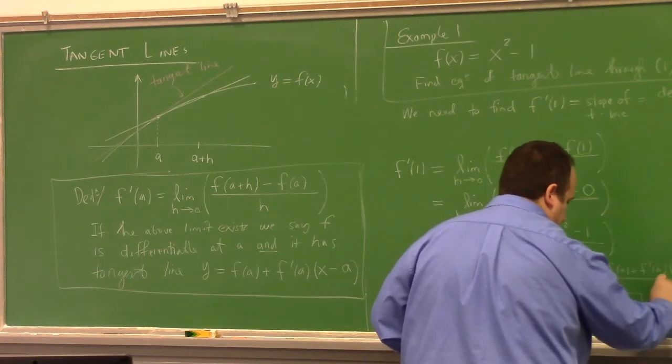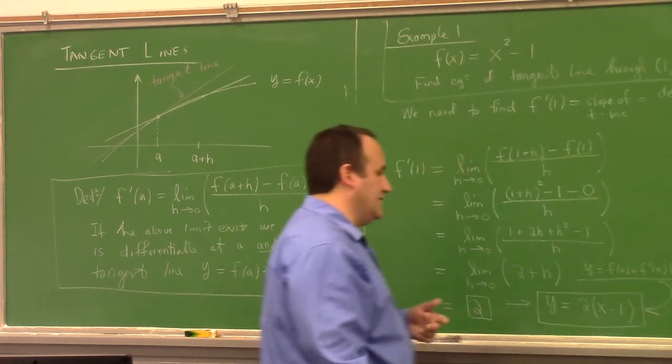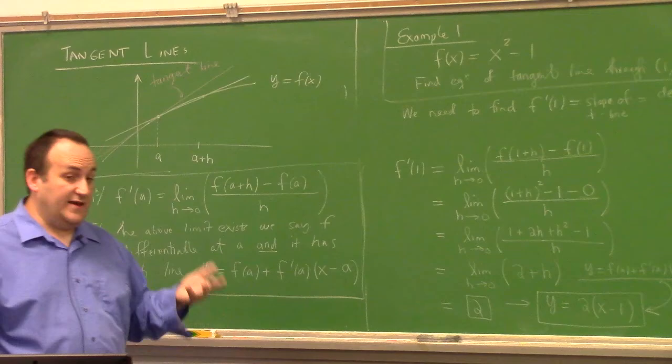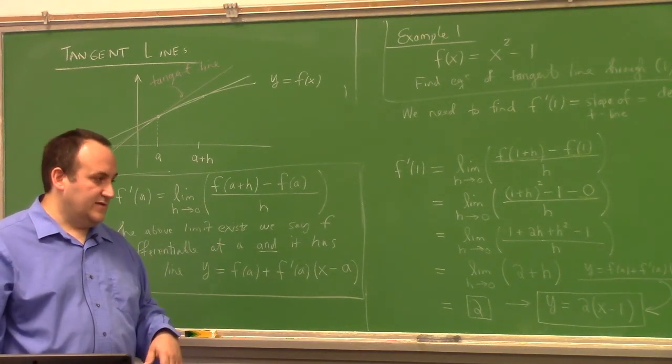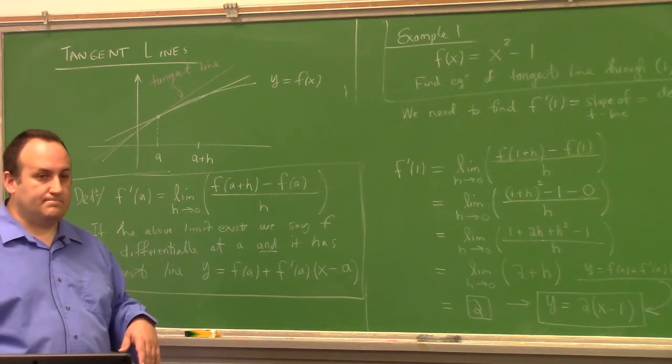This general formula becomes that in this context because f of a was 0, I mean f of 1 was 0, and f prime of 1 was 2. So the equation of the tangent line is 2 times x minus 1.